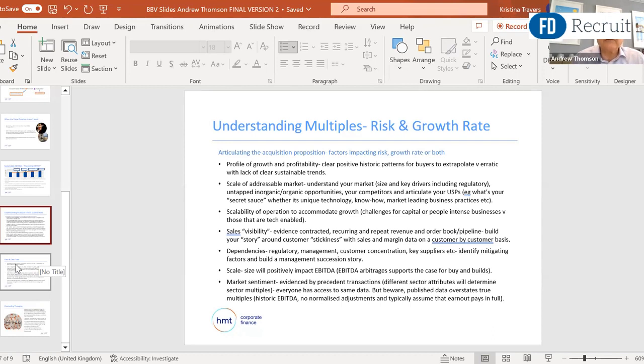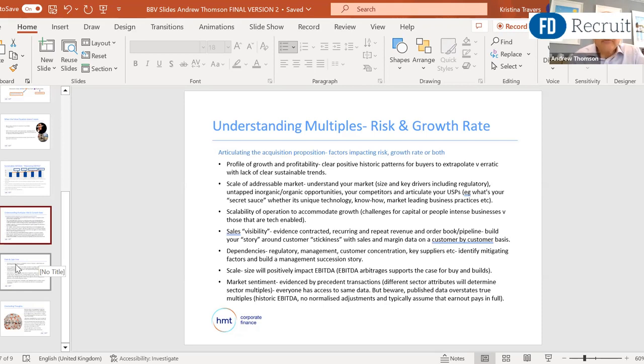In terms of sales visibility, as I said before, it's about evidencing contracted, recurring, repeat revenues, and your order book pipeline. It's important to build your story around customer stickiness and sales and margin data on a customer-by-customer basis. If it gives the right answers, it's something you should be presenting.